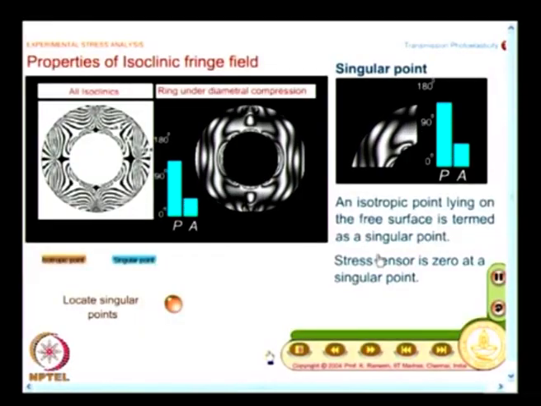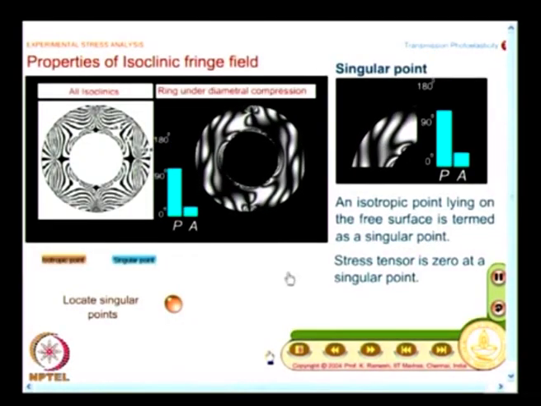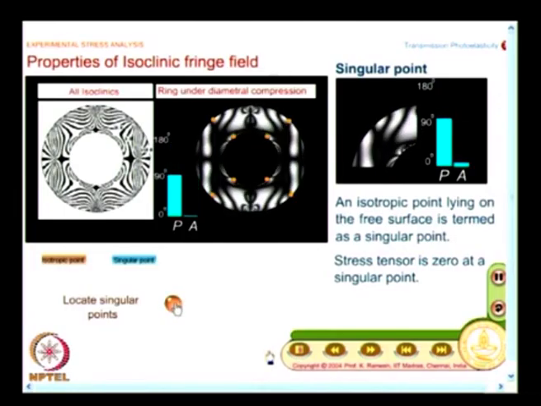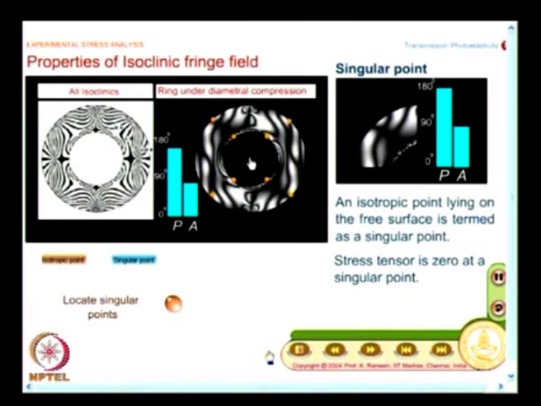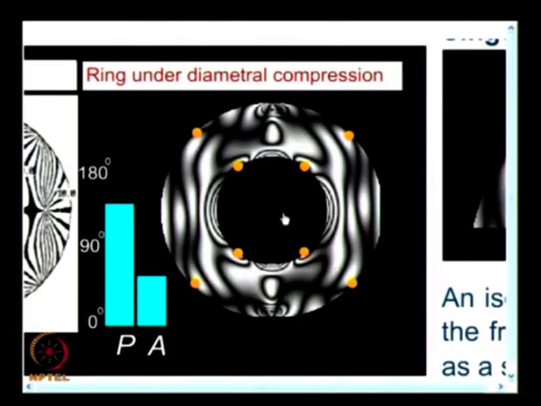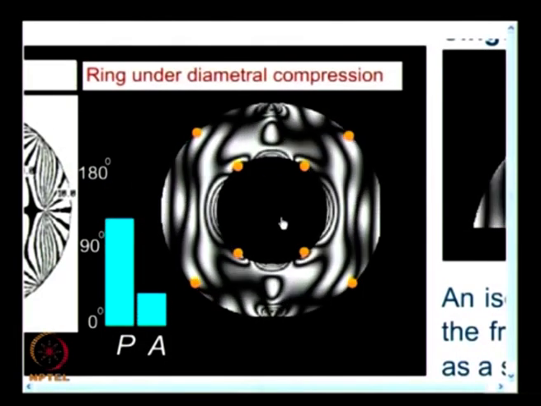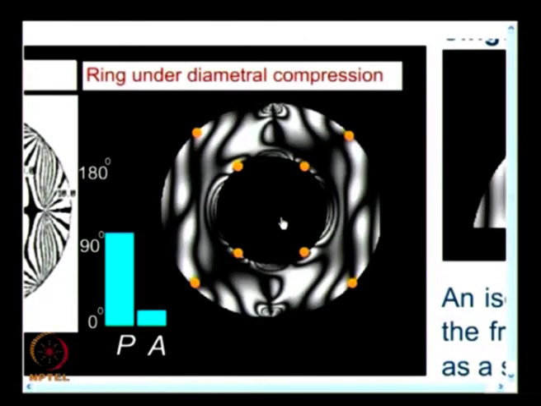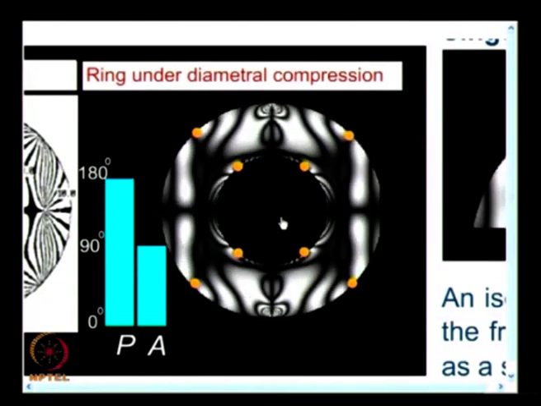Suppose I have a 0th fringe order on a free boundary, stress tensor is also 0, and that is indicated by a singular point. And if I locate the singular point, you yourself know there are 8 such singular points in the ring under diametric compression. So, now you have a fairly good idea what is a source, what is a sink, what is a saddle point, what is an isotropic point, and what is a singular point.